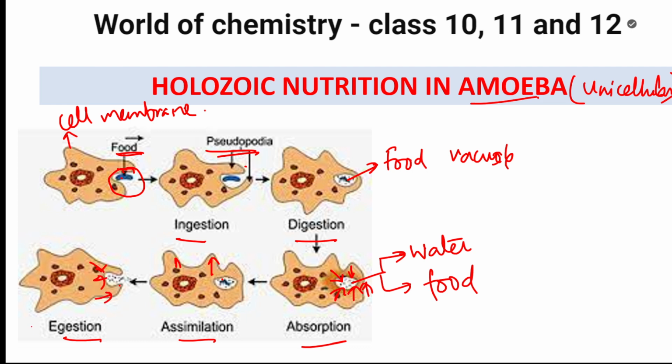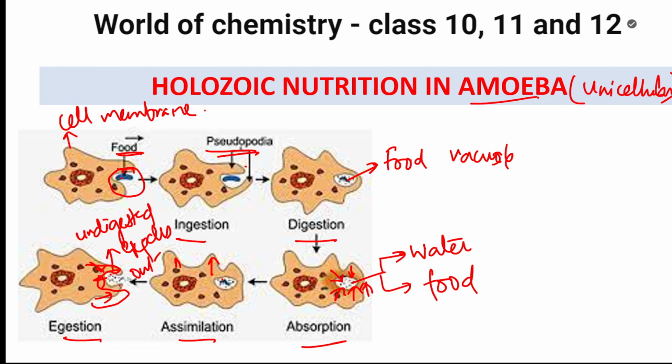This process is ejection or egestion of the food. So whatever extra food or waste particles are there, again the layer closes, and the undigested food expels out. Expels out means it goes out. Now, food forms pseudopodia, forming a food vacuole. Inside the food vacuole, you have water and food. Then the digested food is absorbed, and gradually it is distributed. Assimilated means it is distributed to all the different parts for the growth of the amoeba, and whatever waste materials are there, they are ejected or expelled out.